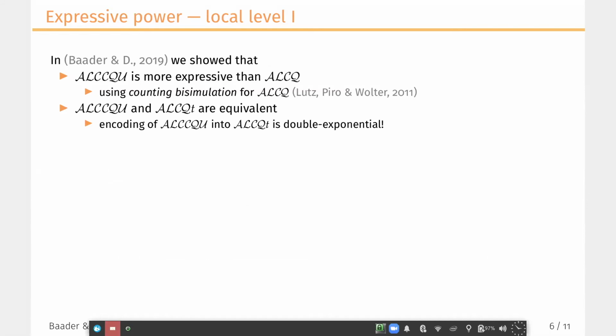Maybe not so surprisingly, we show that ALCCQU and ALCQT are equivalent. The inclusion in one direction is rather easy, from ALCQT to ALCCQU. The other is not as trivial. It is actually double exponential, but it is just a matter of encoding. If we then go to the reasoning side, they stay the same complexity.